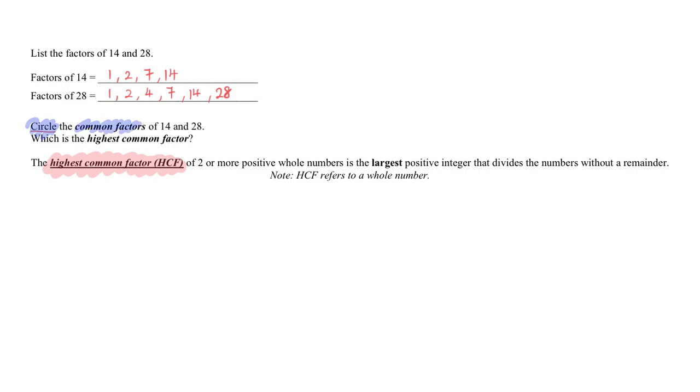Circle the common factor first. So I'm going to highlight instead of circle. 1 is common, 2 is common, 7 is common, and 14 is common. And out of these 4, what then is the highest? Yes, the highest would be 14.